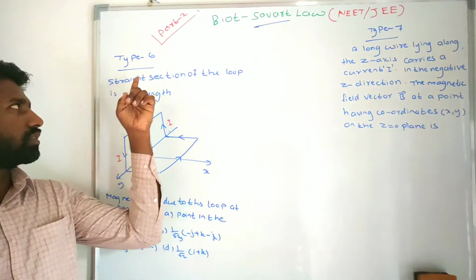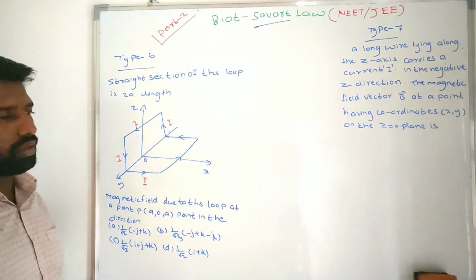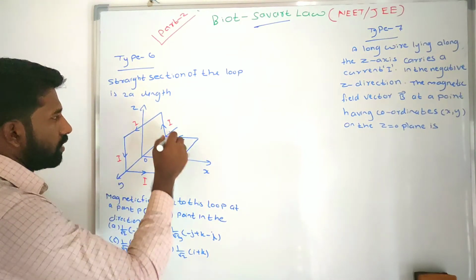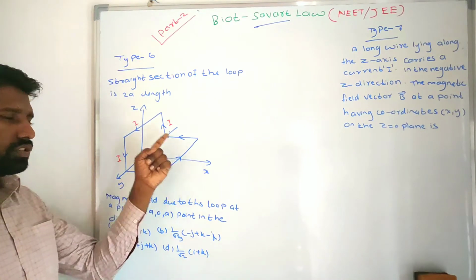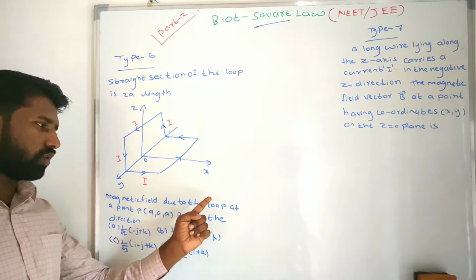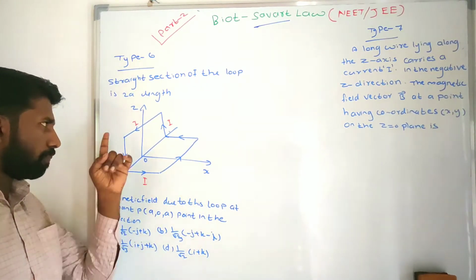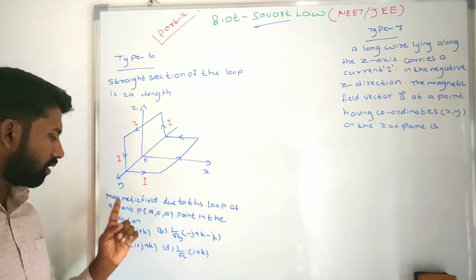Type 6. Each straight section of a loop is 2a in length, which means all the sides are 2a. The current I is flowing through the loop. Find the direction of the magnetic field due to this loop at a point P (a, 0, a).